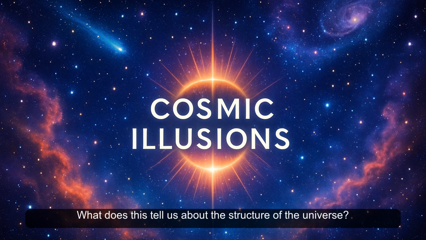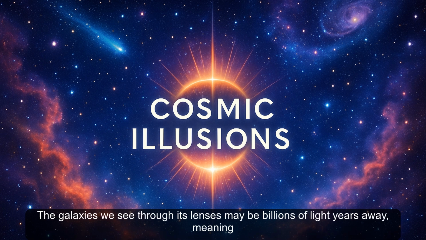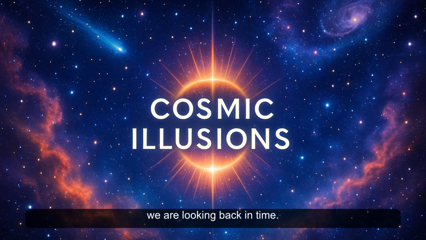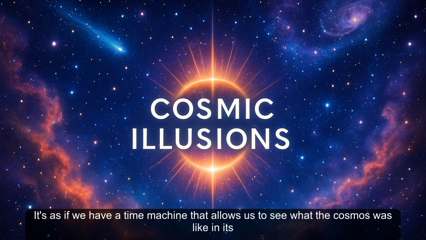What does this tell us about the structure of the universe? Abell 2218 is not just a cluster of galaxies, it is a window into the past. The galaxies we see through its lenses may be billions of light years away, meaning we are looking back in time. Each arc and each ring we see is an image of a universe that existed eons ago.